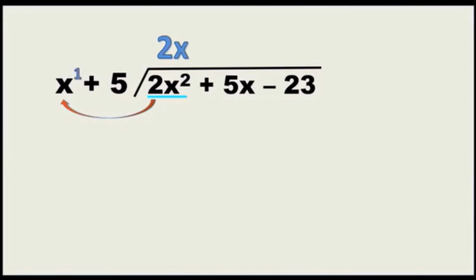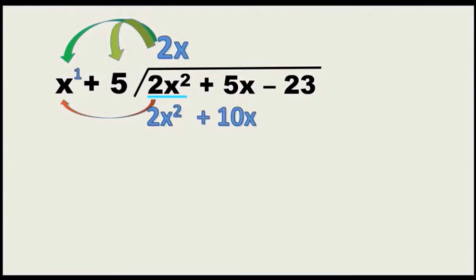Then next, with our answer 2x on top, we will multiply 2x, the answer, by the first term of the divisor. So, 2x times x is 2x squared. Okay? Next, we multiply 2x, the answer, by the second term of the divisor, which is 5. We already did the first term, so the second term now. So, 2x times 5 is positive 10x. So, write plus 10x.